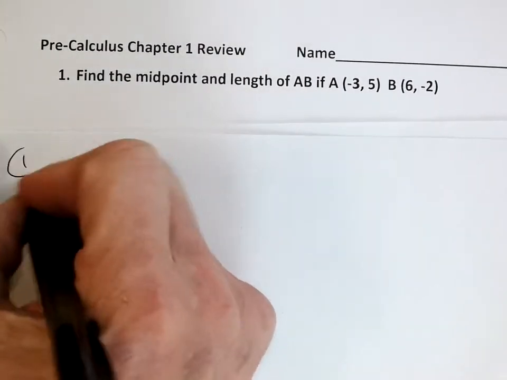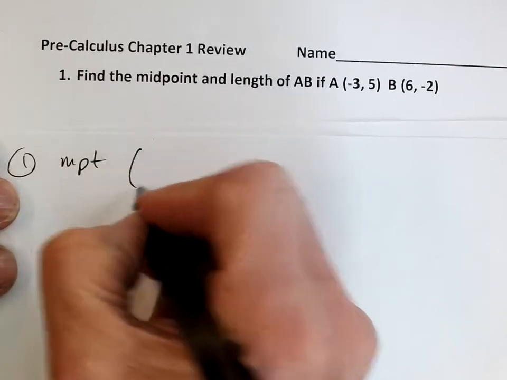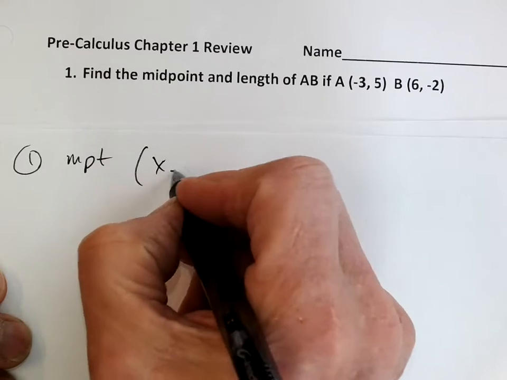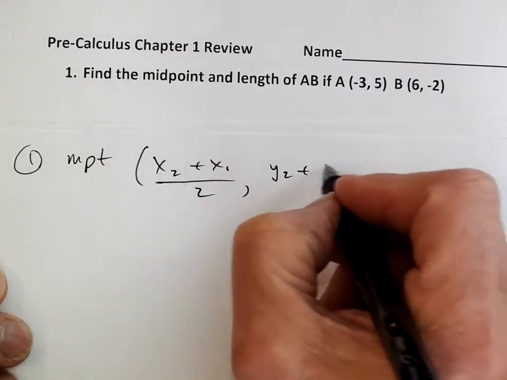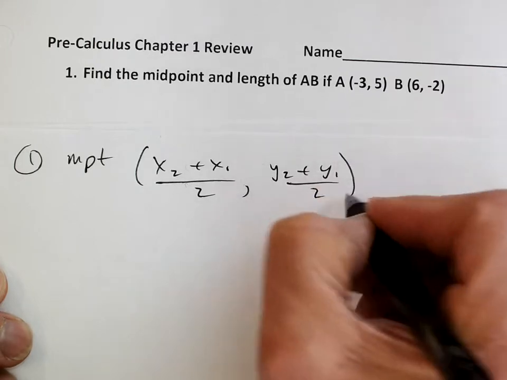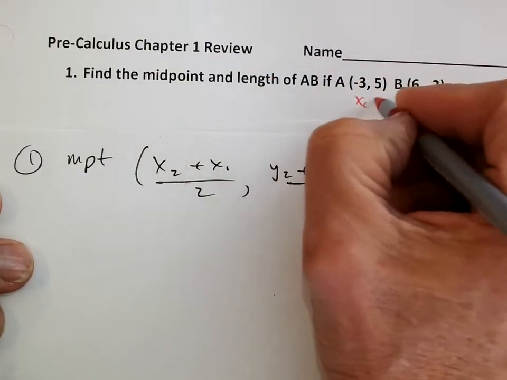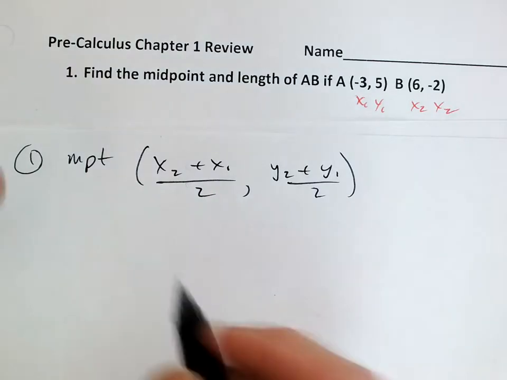Number one's pretty easy, midpoint, okay? Midpoint formula is, and I'm going to go through this kind of fast, and you can always slow it down, okay? x2 plus x1 over 2 comma y2 plus y1 over 2. It's just an average. So x1 y1, hold on, let me get my red pen. x1 y1 x2 y2, right? This is pre-calc, so this should be easy.